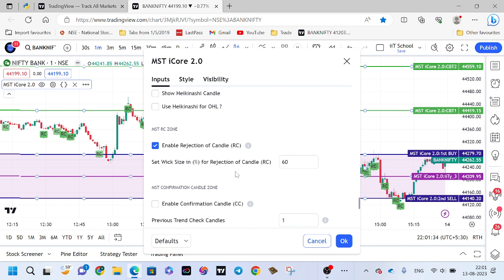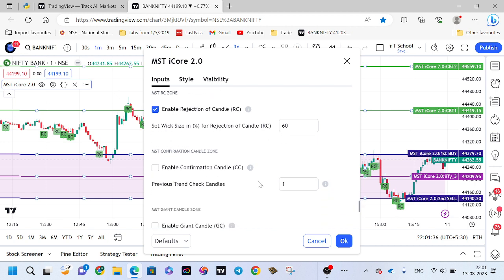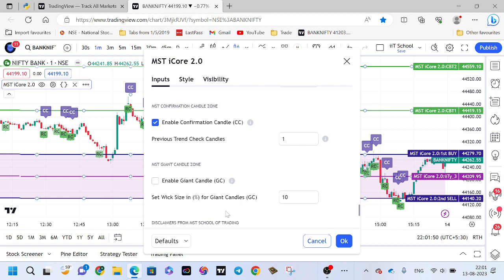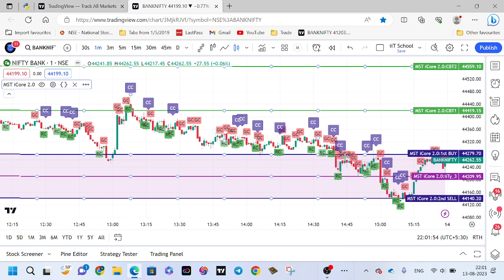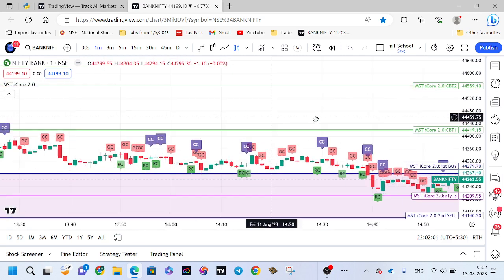Okay, you enable the RC. You can give the percentage of calculation as per your wish. You can give 30, 40, 50 or whatever. Then you can give the confirmation candle, that is CC. And one more thing, we have given the Giant candle or Bahubali candle. So now these three candles will be automatically spotted by the system. So now how to trade this?